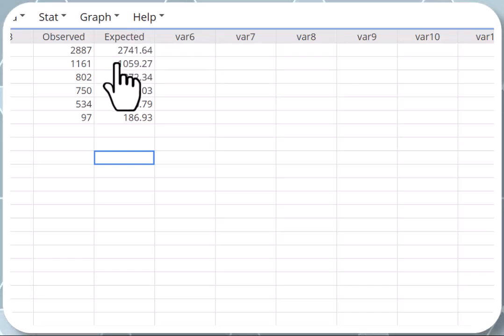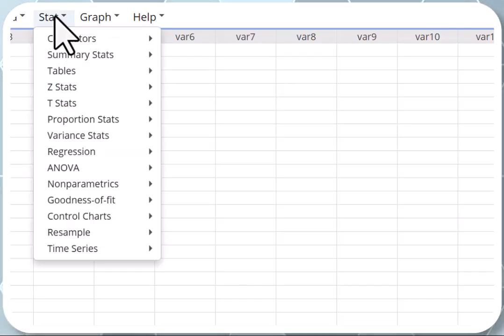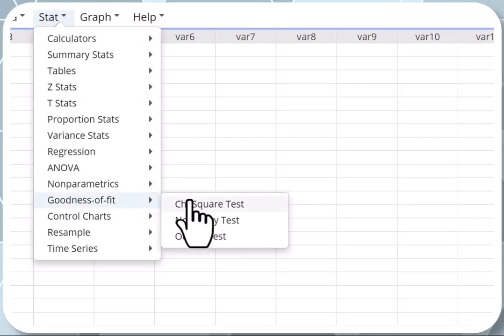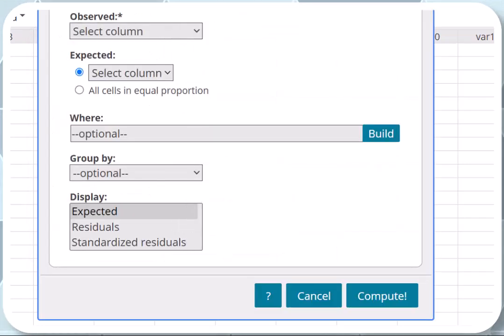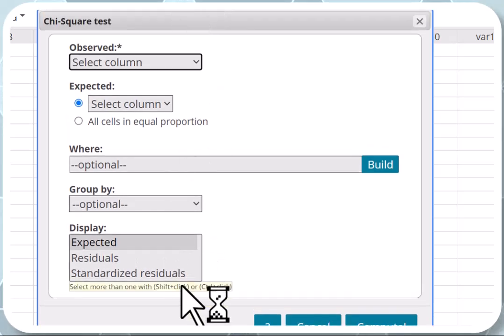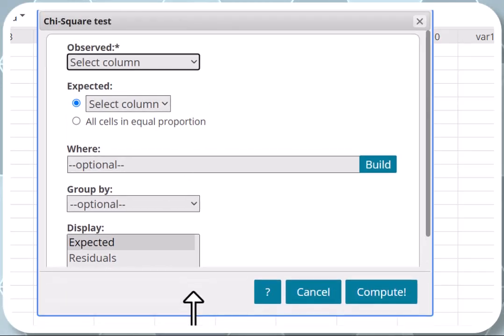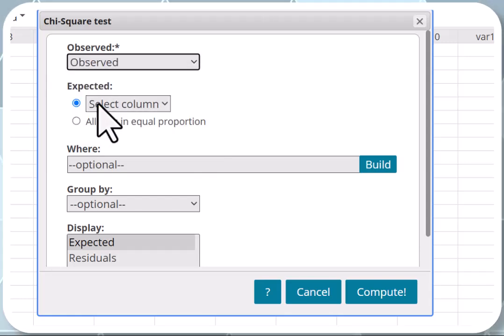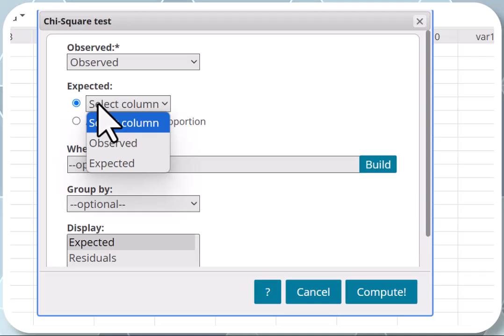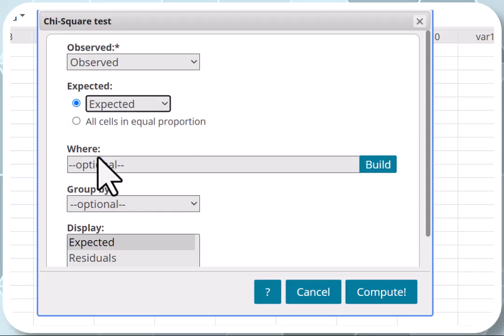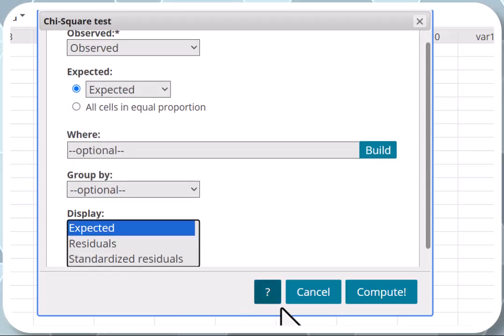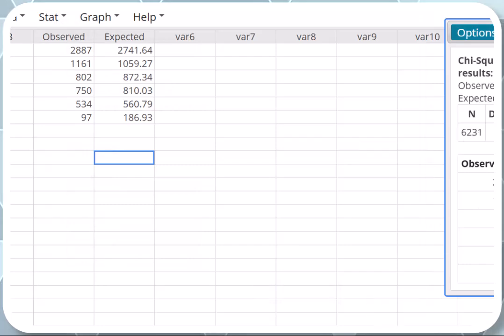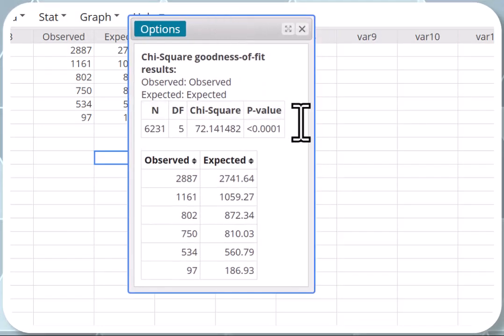How do you run the test for the goodness of fit? You go to Stat, Goodness of fit, Chi-square test. Okay, let's do that. I want you to see the entire screen. Observed, select column. Because you named it observed, it's easy now. You just select observed. Expected, select column, expected, and display expected, compute.